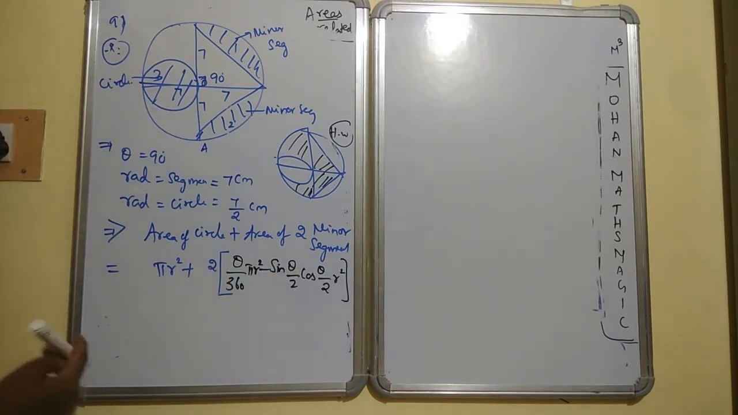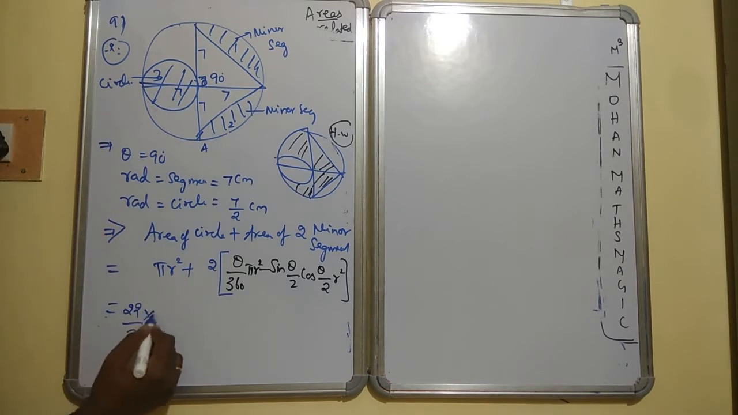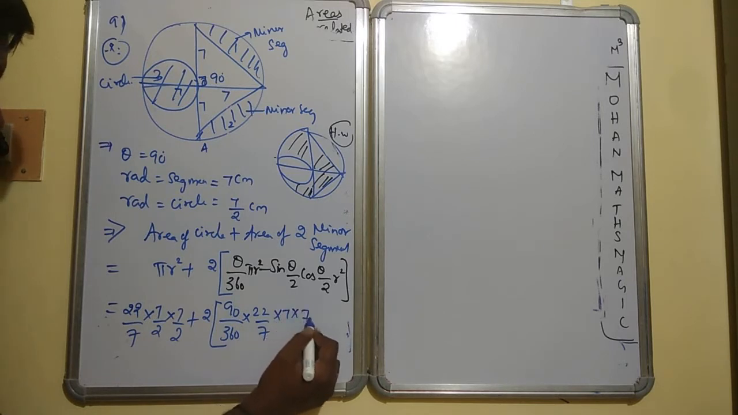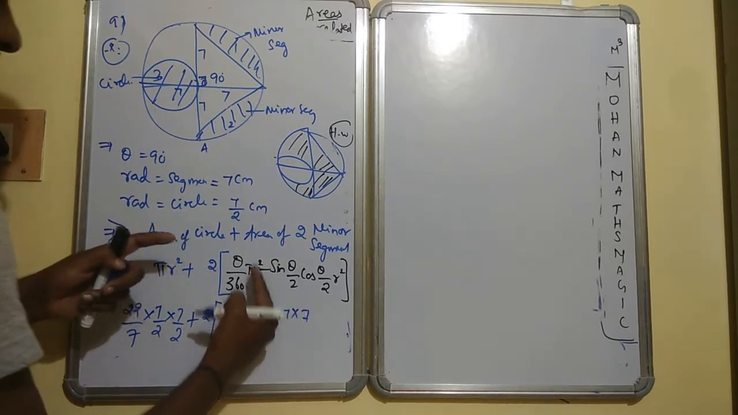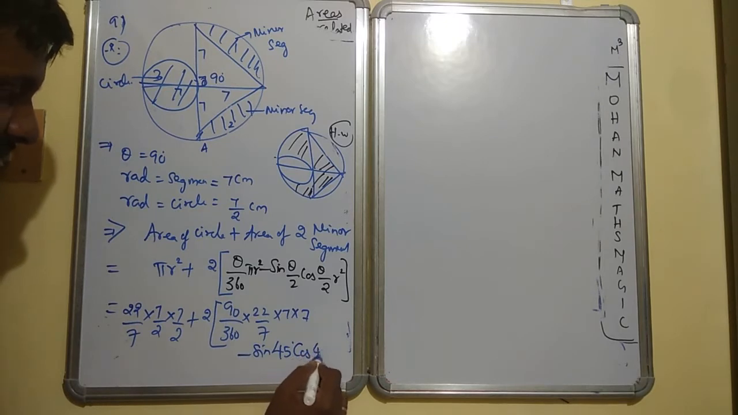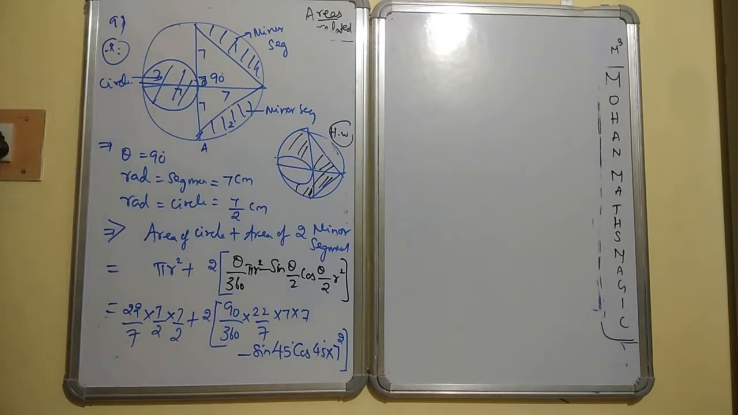Now therefore substitute the values. There is no pi value given, so pi is 22 upon 7. This is the radius of the circle: 22 upon 7 into 7 by 2 into 7 by 2, whole square. Then 2 into theta value 90 upon 360 into pi, 22 upon 7, radius 7 into 7. Radius for the segment is 7, radius for the circle is 7 by 2, minus sin. Why is it 45 degree? 90 by 2 is 45. This is 45, and R square is 7 square. So the basic calculation parts you can do and find out the value.